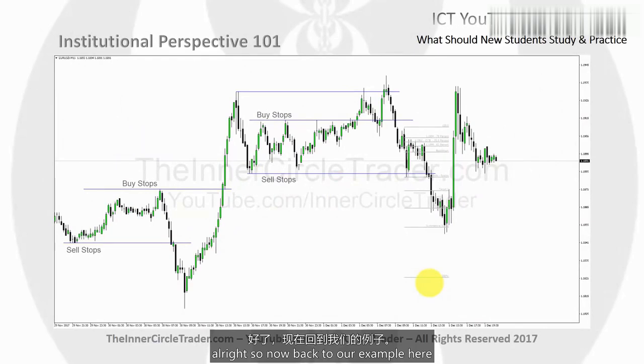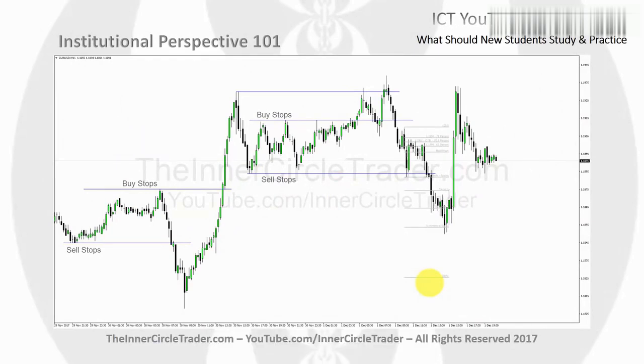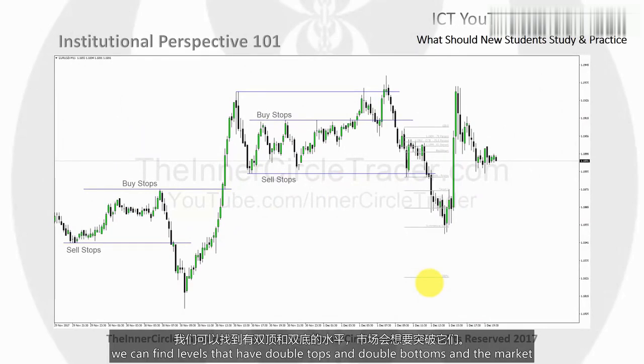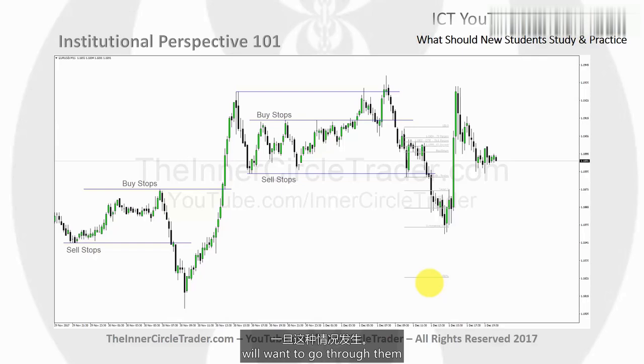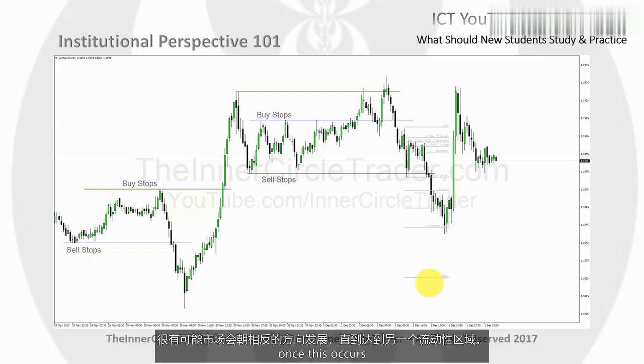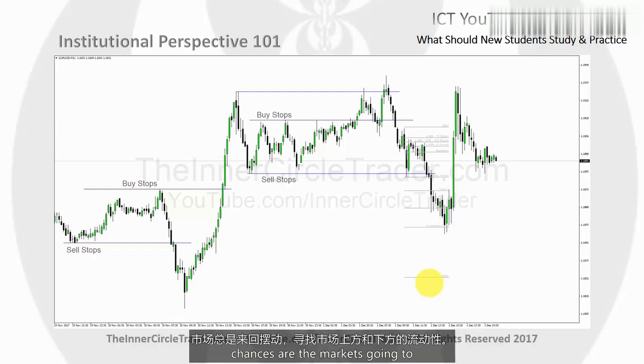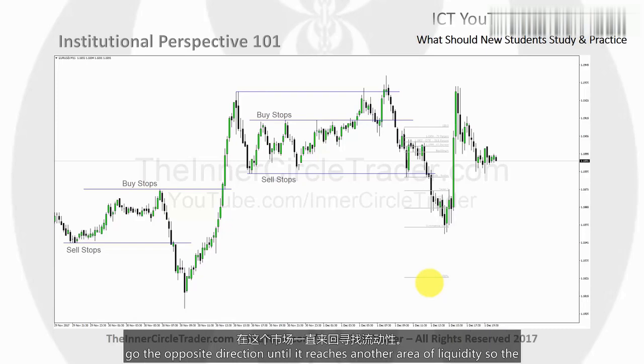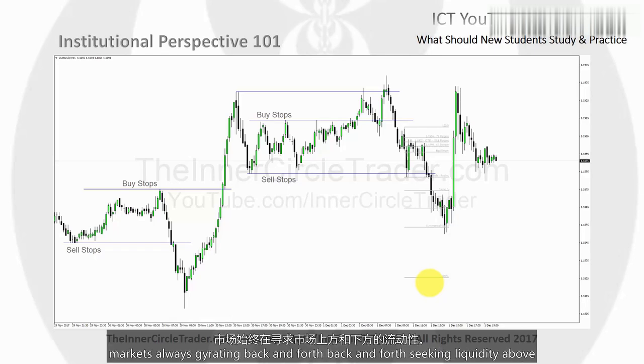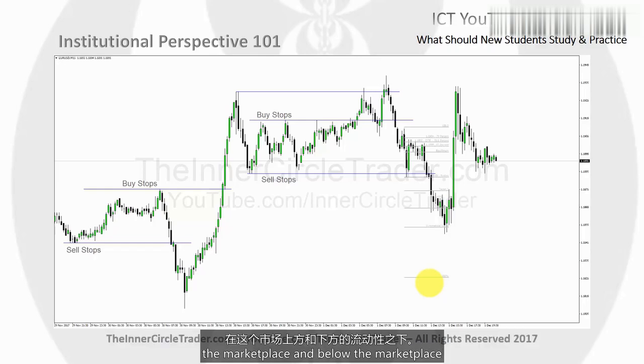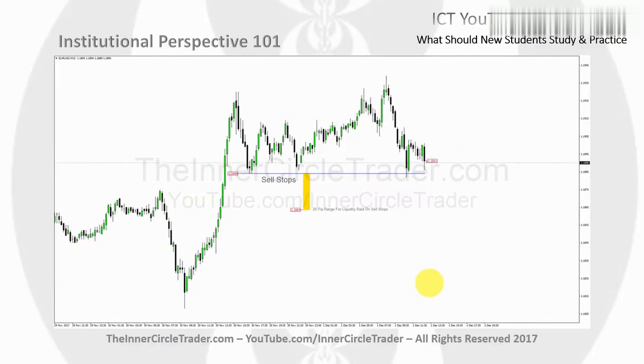All right, so now back to our example here. If we can find levels that have double tops and double bottoms, and the market will want to go through them, once this occurs, chances are the market's going to go the opposite direction until it reaches another area of liquidity. So the market's always gyrating back and forth, seeking liquidity above the marketplace and below the marketplace.